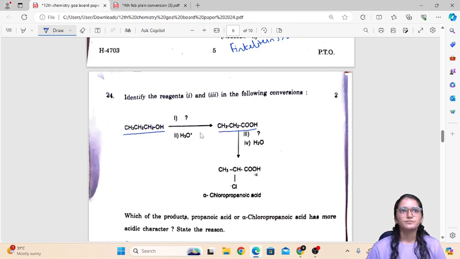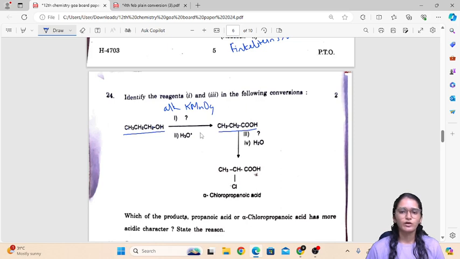We know that when we use an oxidizing agent, we can convert alcohol to ketone or aldehyde. But when we use a strong oxidizing agent, we can directly convert the alcohol to carboxylic acid. So here we are using a strong oxidizing agent, called KMnO4. When we use KMnO4, we can convert the alcohol directly to carboxylic acid. So the reagents will be KMnO4 along with H3O+.